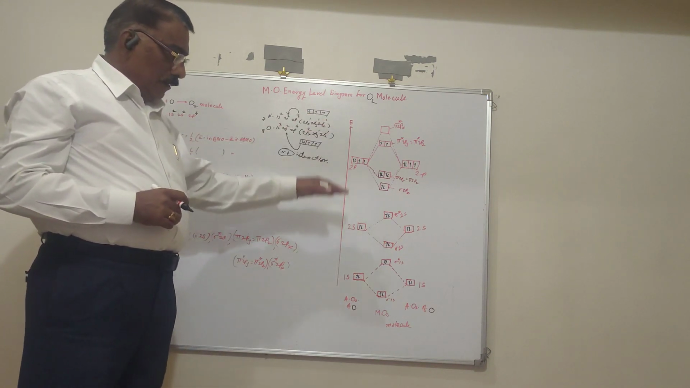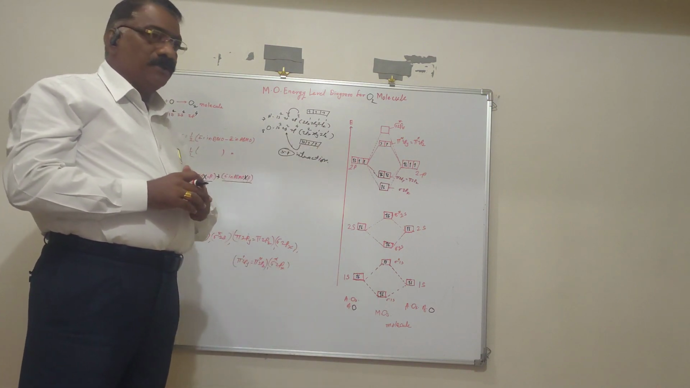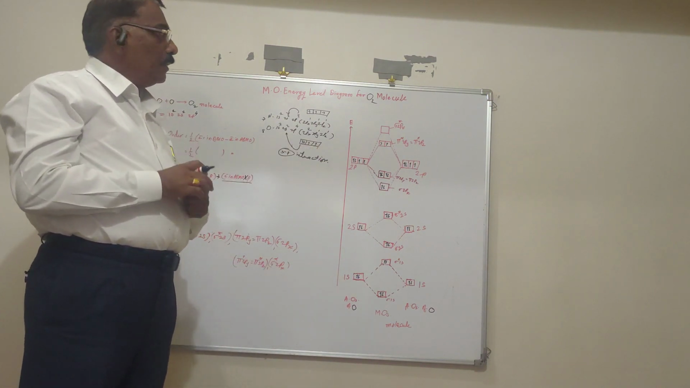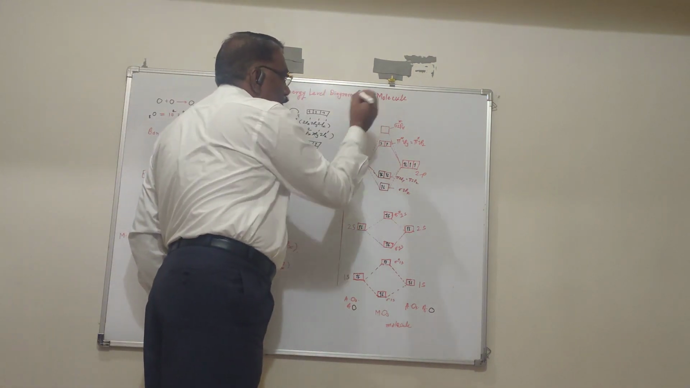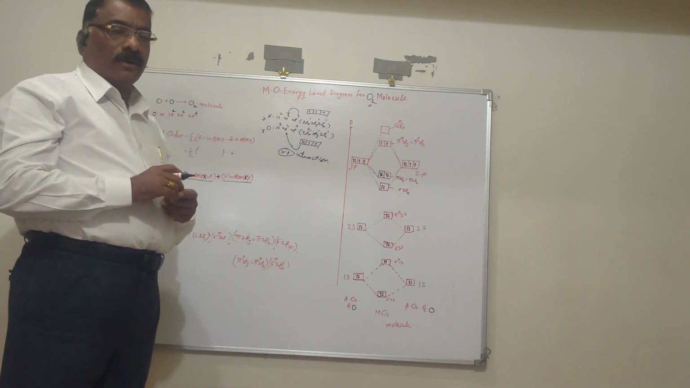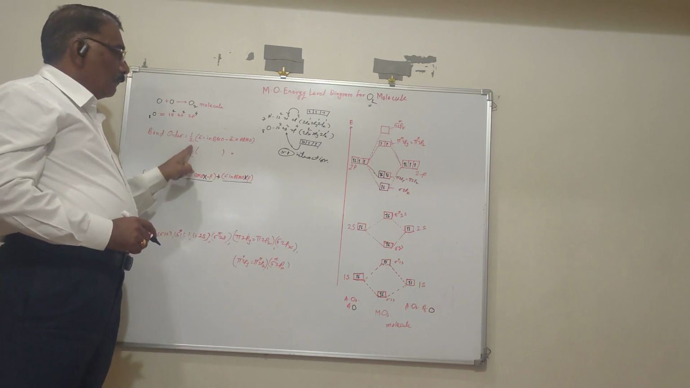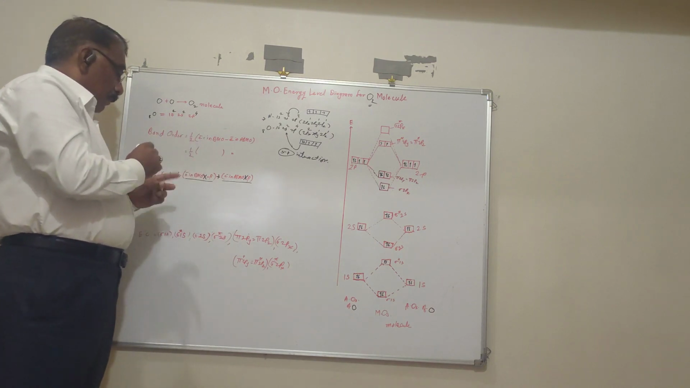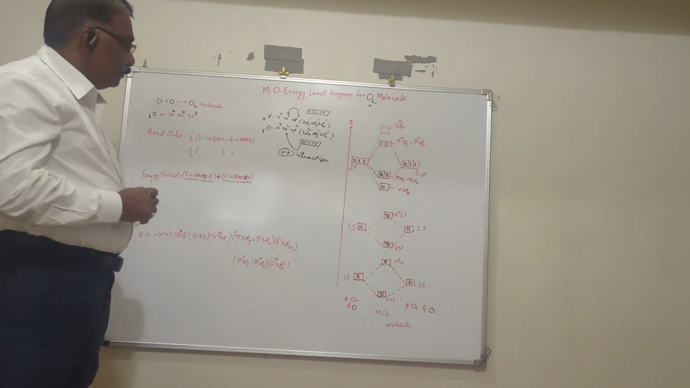Now, the MO energy level diagram shows this type of picture, and now we are going to see whether this O2 molecule can exist or not. For this we have to calculate the bond order. See the formula for the bond order: bond order is equal to half in bracket, electrons in BMO minus electrons in ABMO.